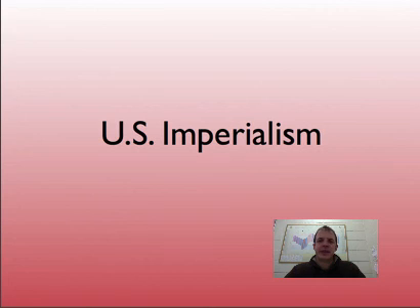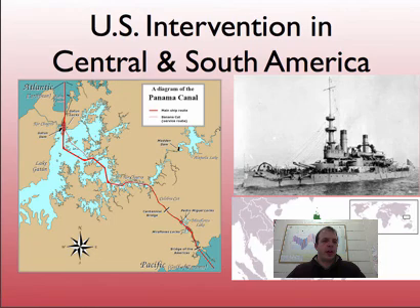Let's get some of the details of U.S. imperialism. First, let's talk about the Canal Zone. Teddy Roosevelt had traveled to Europe, and when he takes office, he knew a lot more about foreign affairs than most of his predecessors. And one foreign affair that he knew needed to be dealt with was the creation of a canal through the Central American Isthmus.